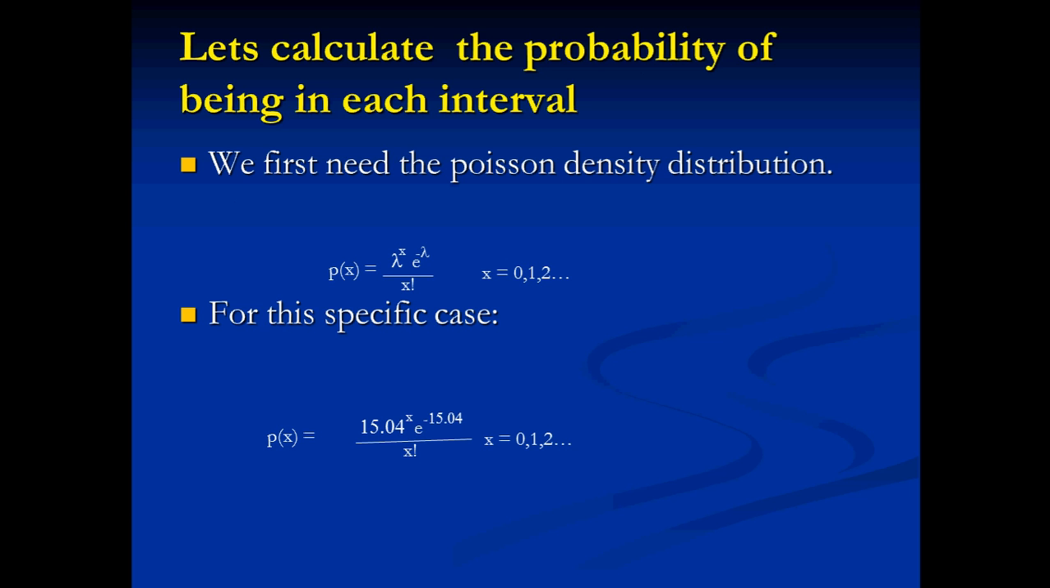First of all, we need to calculate the probability of being in each interval, because remember, the first step was calculating the observed frequency. We need to establish the estimated or the desired frequency for each interval if this distribution were a Poisson distribution. So we need the Poisson density distribution, or the formula. In this specific case, we just put there the average, and we have this formula.